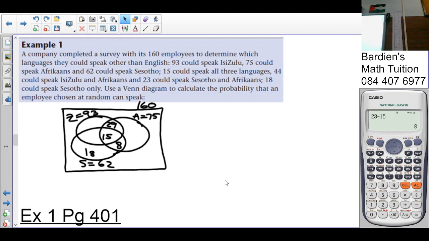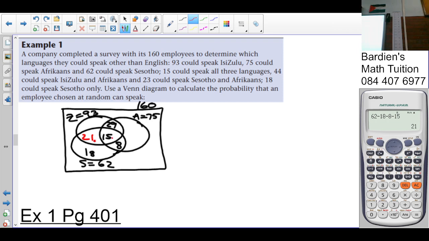So let's go with Sesotho. We know it adds up to 62. So it's going to be 62 minus 18 minus 8 minus 15 will give me that answer there. Why? Because that plus 15 plus 8 plus 18 gives us 62. Does it make sense, people? So let's put that in. 62 minus 18 minus 8 minus 15 gives us 21. Is that correct? 18, 8 and 15. There's an answer, 21. 21 is correct.